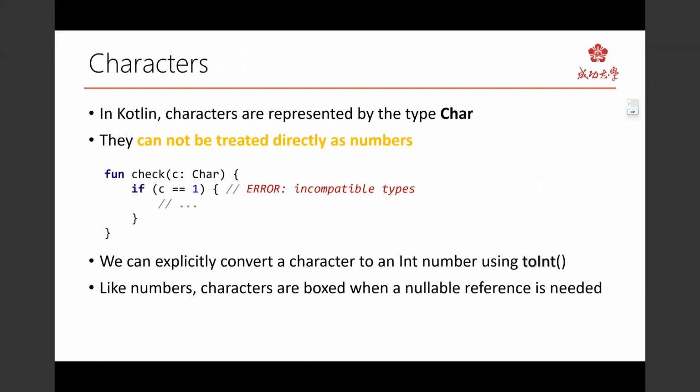So characters. In Kotlin, characters are represented by Char, okay, with a capital C over here. And it is important to know that characters cannot be treated directly as numbers. So this means you cannot compare a character with a number, such as shown over here. This is an error. If you do so, the compiler is going to complain to you a lot. This is very different from C++ and Java. We actually do this in C++ a lot, right?